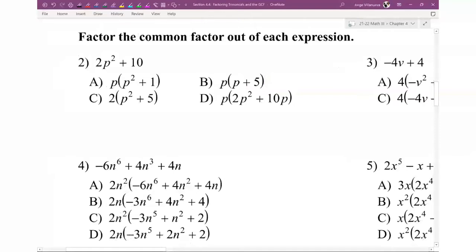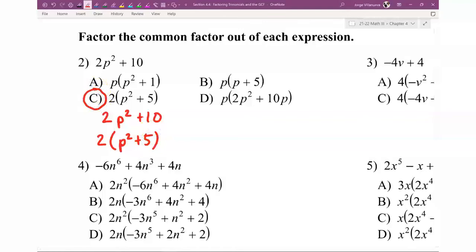So look at question number 2. What do 2p squared plus 10 have in common? A 2. Do they have a letter in common? No, right? Only one term has it, not the other one. So I'm going to take out a 2. What's left over if I take a 2 out from 2p squared? P squared. What's left over from the 10 if I factor out a 2? A 5. And look, it's right there. It's C. That's my factored form. Now, I'm just factoring the GCF, only whatever they have in common, okay? So that would be my answer for part C.